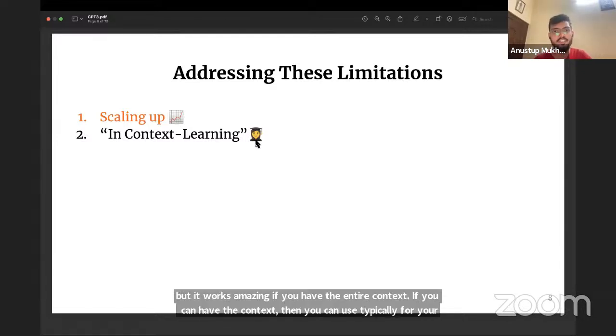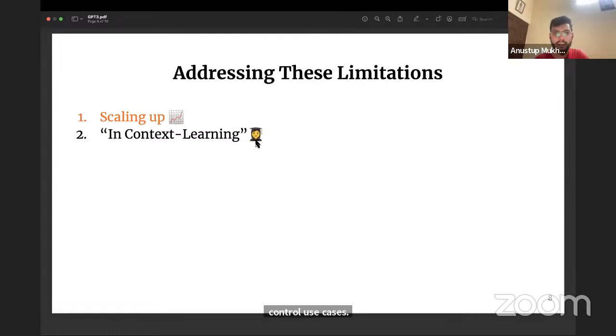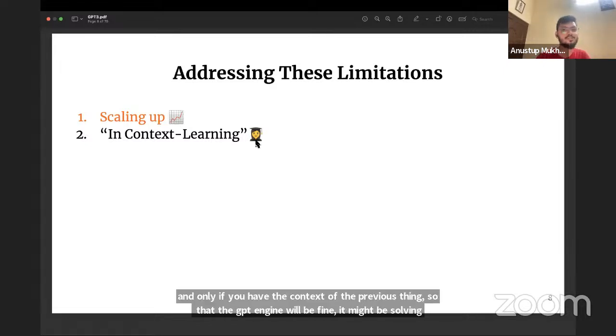It might be question generation. It might be writing something. It might be prompting someone. It might be solving doubts. But only and only if you have the context of the previous thing, so that the GPT engine is a little bit fine-tuned, a little bit sophisticated.